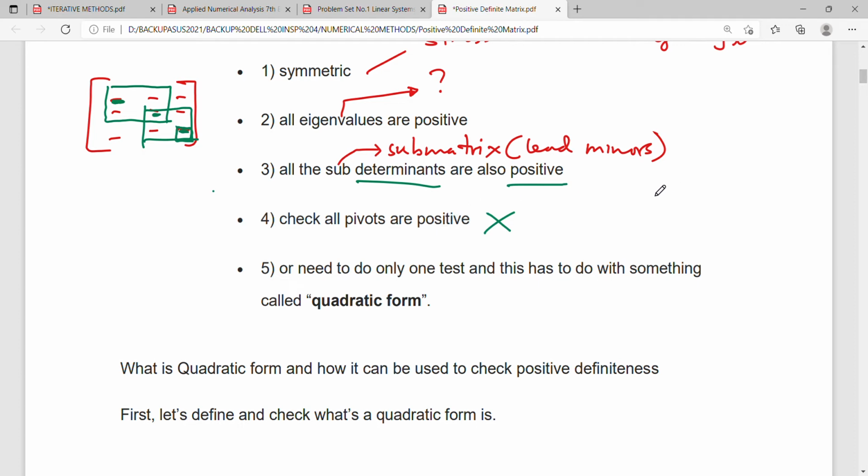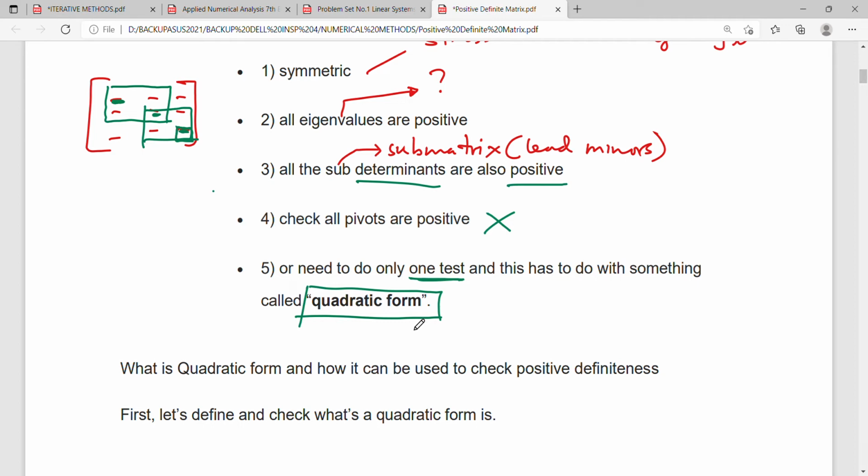But I don't like you to check each and every one to four here, because there's a better way to ensure that the matrix is positive definite: by simply testing the quadratic form of the matrix. What we are going to test is that we only need this single form of the matrix and check whether it is a positive definite matrix.